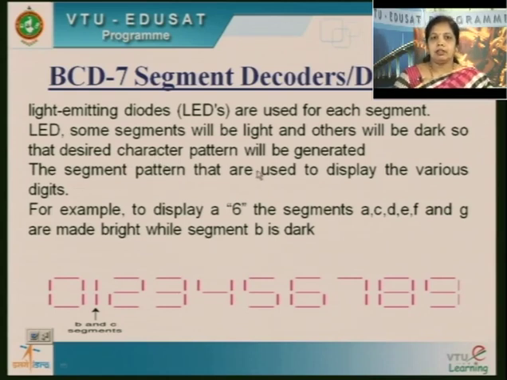The segment patterns that are used to display the various digits, you can see here. To turn on a particular segment, the LED will be on. For example, to display the character 6, I need to turn on A. B is not there. I require C, D, E, F and G. So except for one segment, all other segments should be turned on to display the number 6.